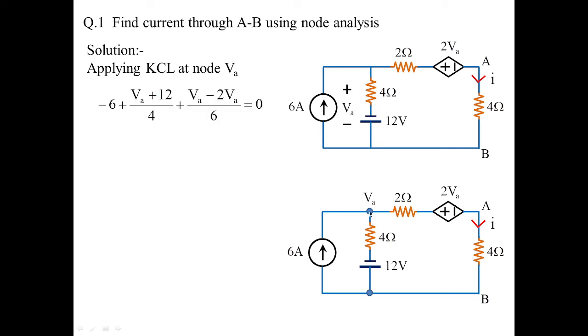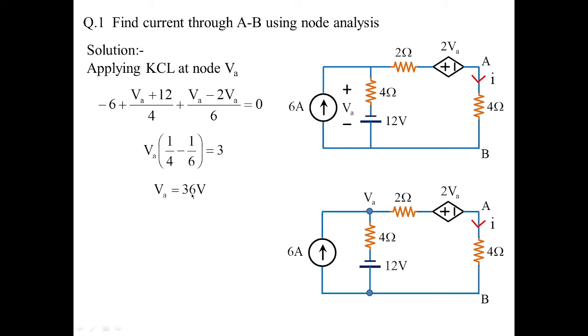Node analysis, when we are going to apply, this 6 amperes is incoming. So that is why it is minus 6 plus (VA plus 12) by 4. This is the second branch current over here. And finally, we have I, that is nothing but (VA minus 2VA) by 6, is equal to 0. By simplification, you will get the value of VA equal to 36 volts.